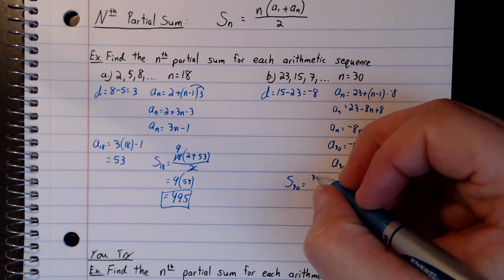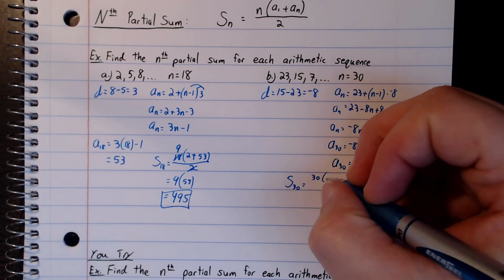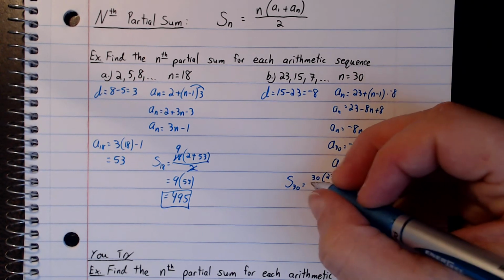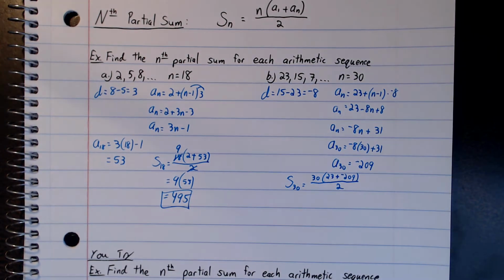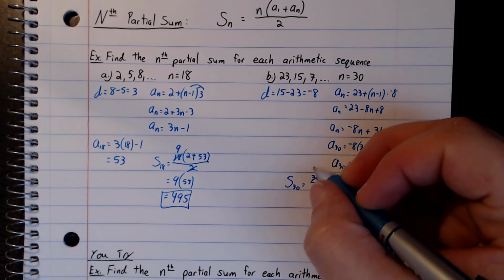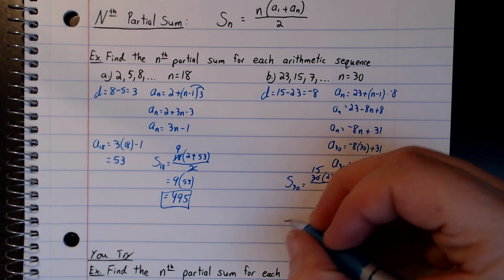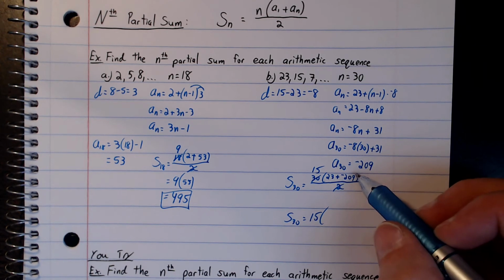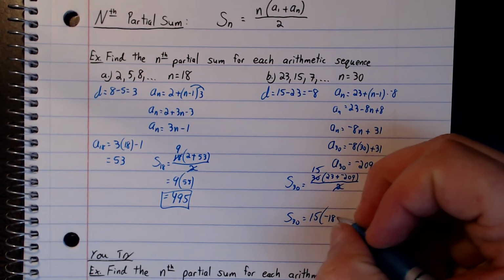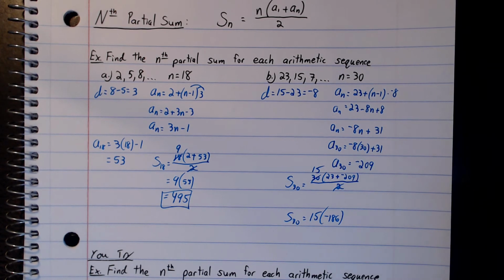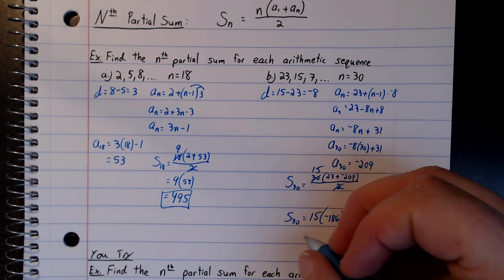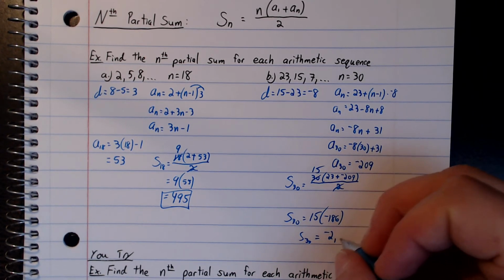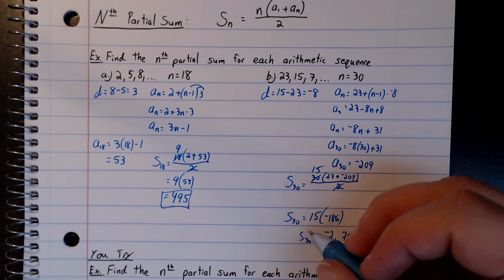So let's see, that would be 30 times 23 plus negative 209 divided by 2. Let's see, this 2 and 30, that's going to reduce. So we've got 15 times, let's see, negative 209 plus 23, that's negative 186. And let's see, 15 times negative 186. That's going to be negative 2,790.